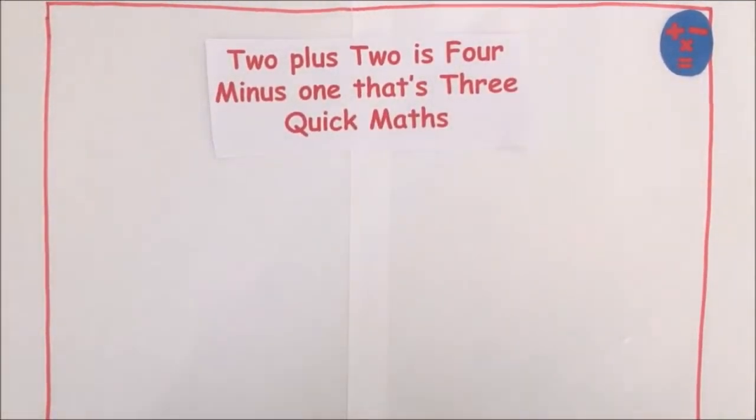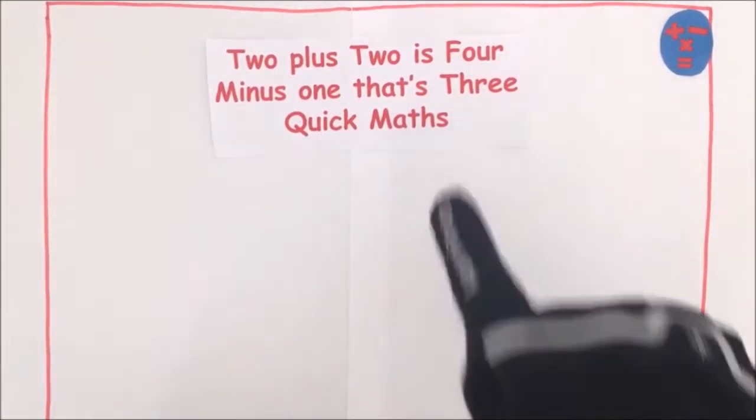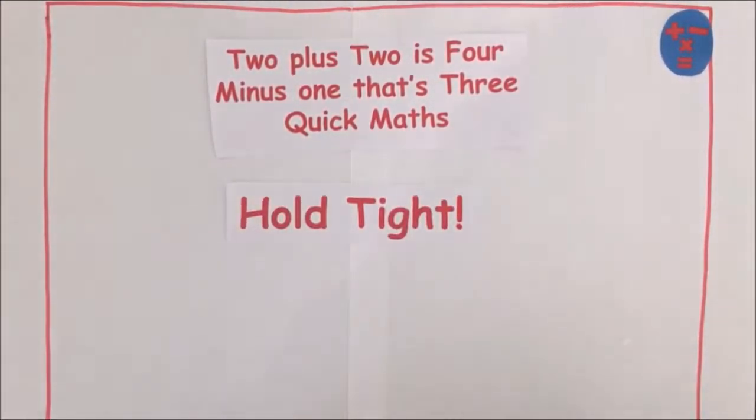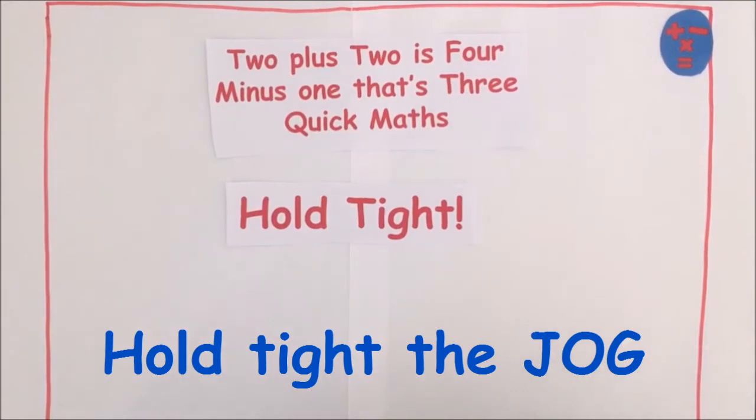Let's clear a few things up before we start. 2 plus 2 is 4, minus 1, that's 3. Quick maths.